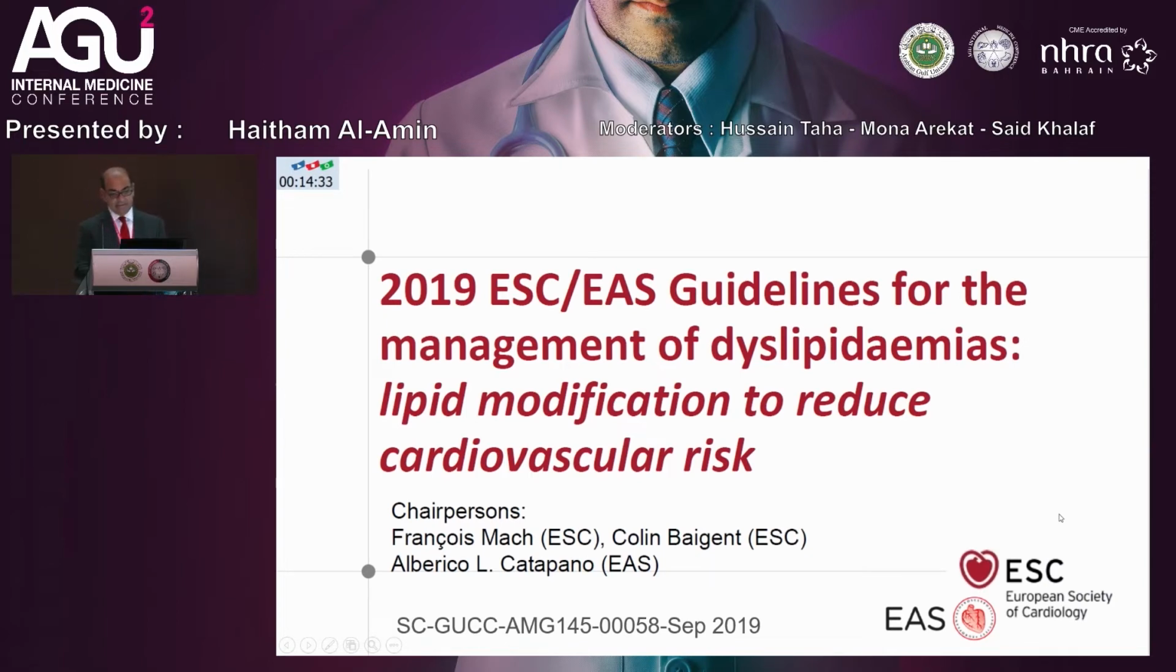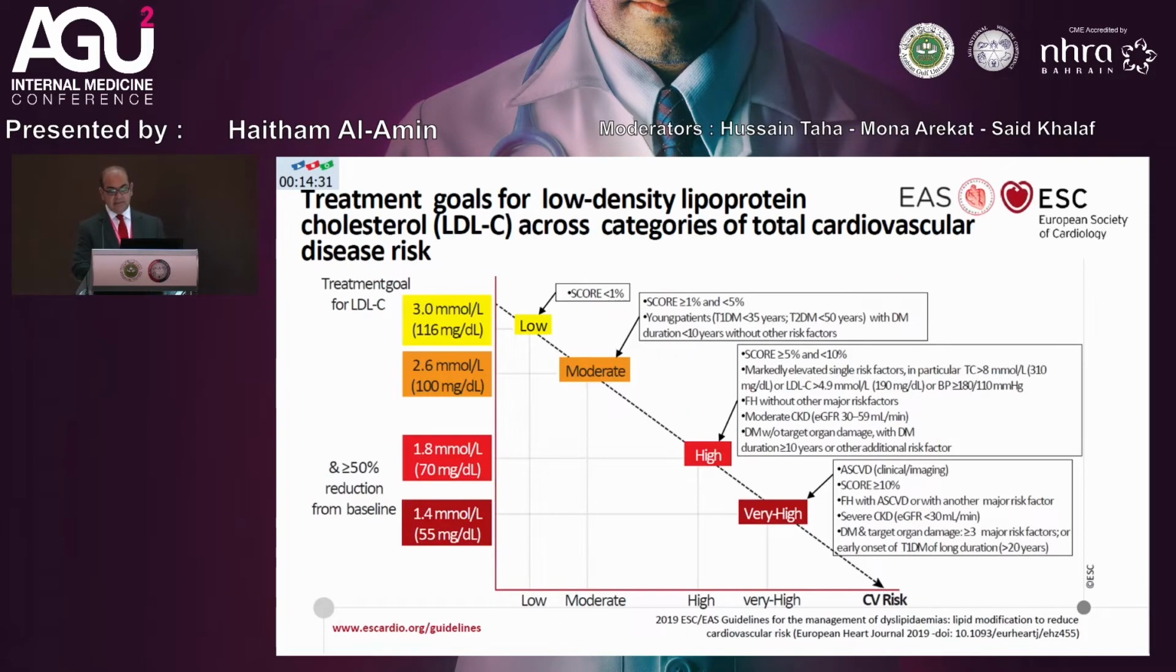Now, if you look at the ESC guidelines that came out in 2019, they were very similar, except that what they did was they divided patients into low, moderate, high, or very high risk. And at each risk level, you had to have an LDL goal. And if you have atherosclerotic cardiovascular disease, which is the group 1 we talked about, you're very high risk, as would be expected.